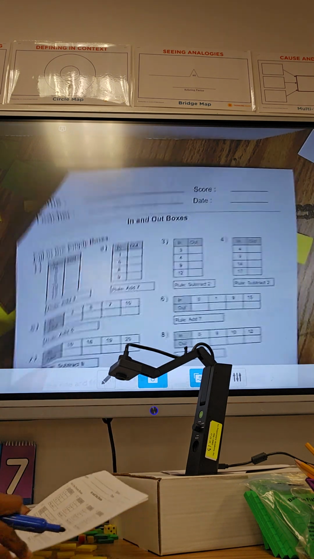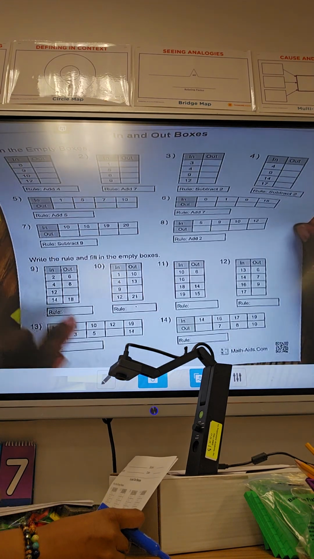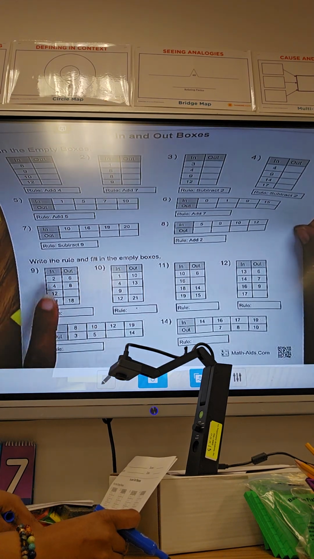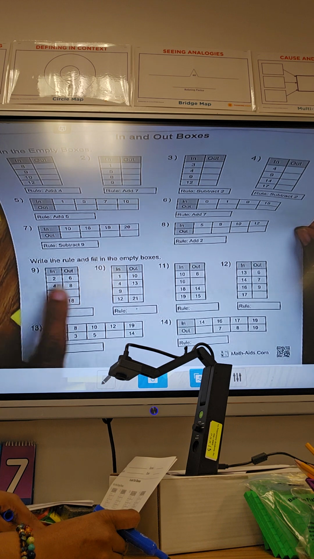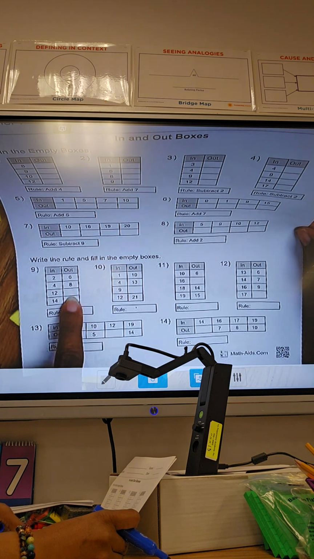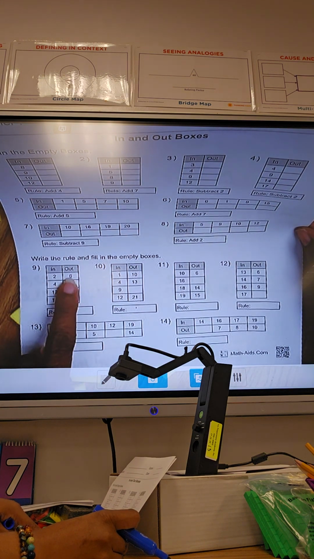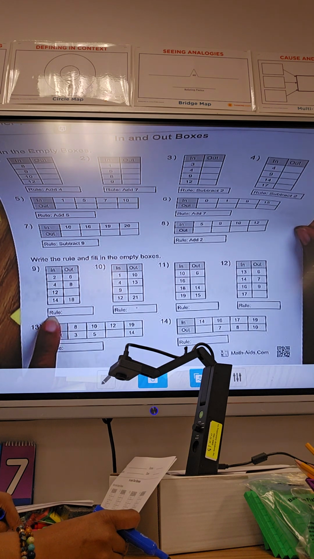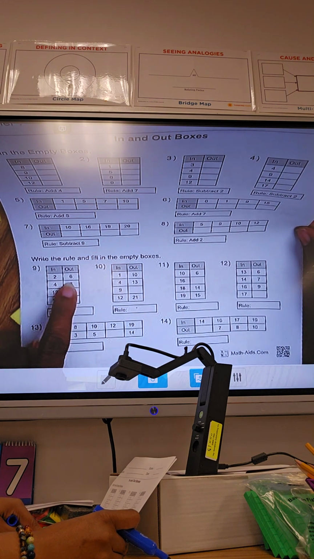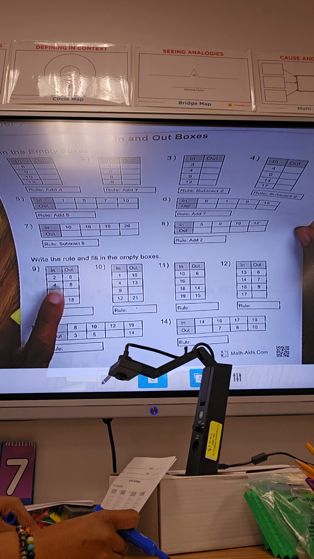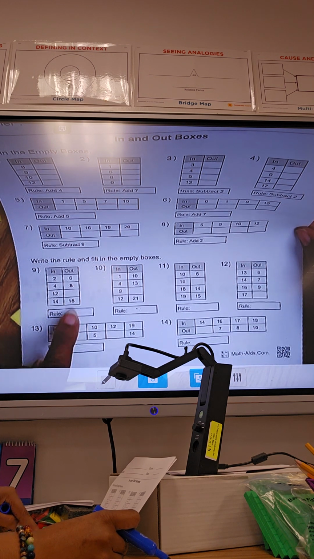At the ones at the bottom, they have to figure out the rule because some of the spaces are empty, but they have to find the relationship between these two to find the relationship here. I can see 2 plus 4 is 6, so the rule must be add 4. 4 plus 4 is 8. 12 plus 4 is 16. 14 plus 4 is 18, so the rule is add 4.